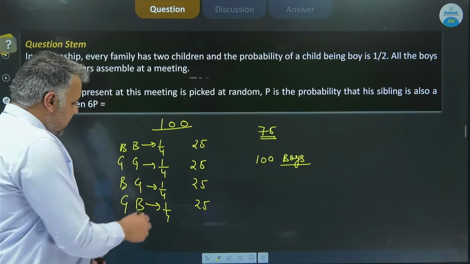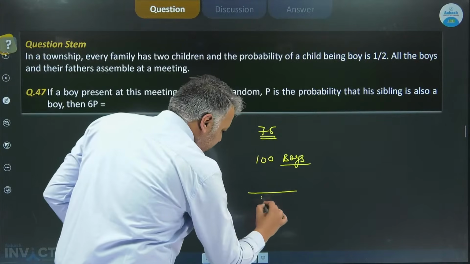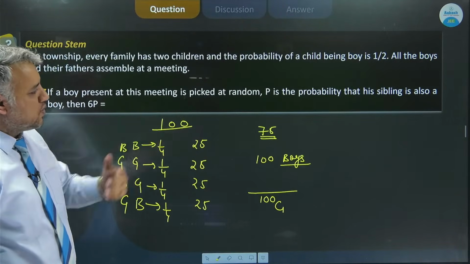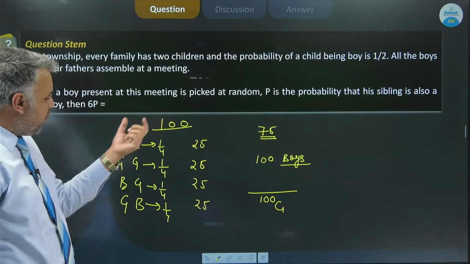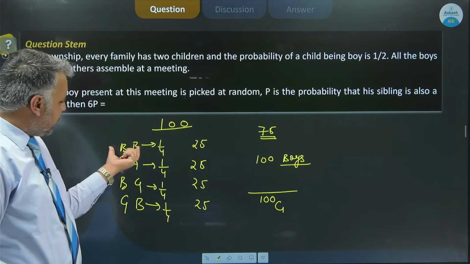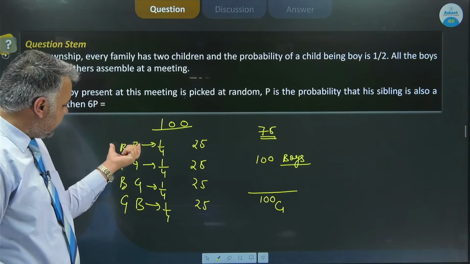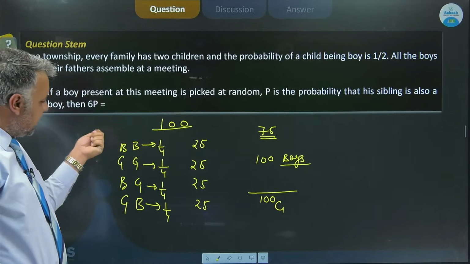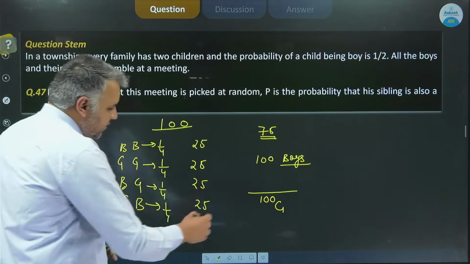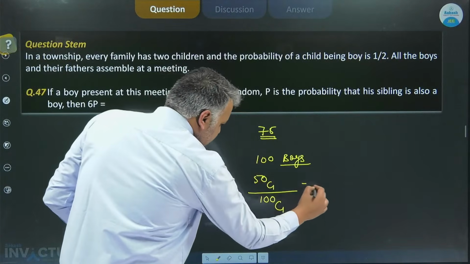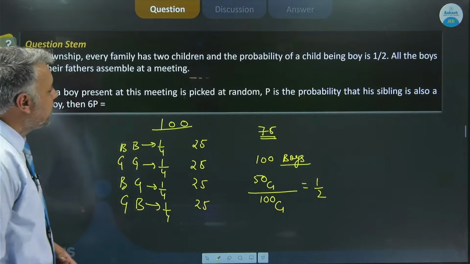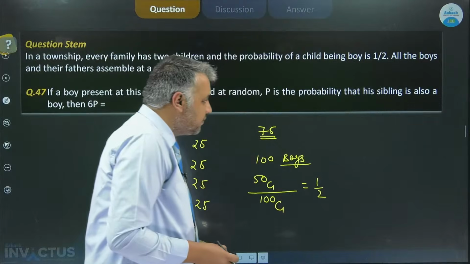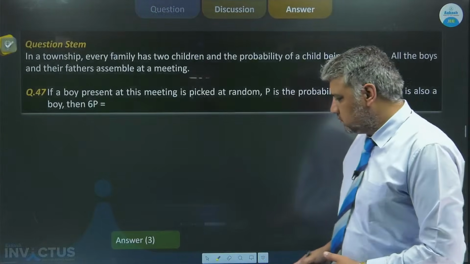If we select any boy, the total number of ways is 100C1. We have to find the probability that his sibling is also a boy. So we must select that boy from these families, which have a total of 50 boys. We select one out of these 50 boys, so that his sibling is also a boy. Favorable selections are 50C1. So this probability must be half. According to us, the value of P is half, so 6P must be 3. Yeah, 3 is the answer.